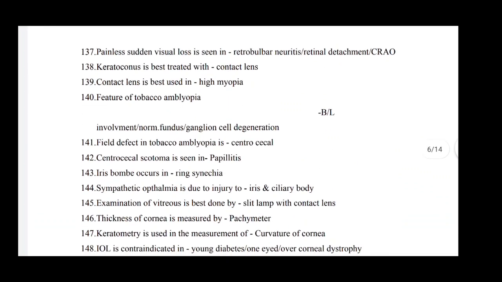Painless sudden visual loss is seen in retrobulbar neuritis, retinal detachment, and central retinal arterial occlusion. Keratoconus is best treated with contact lens. Contact lens is best used in high myopia.